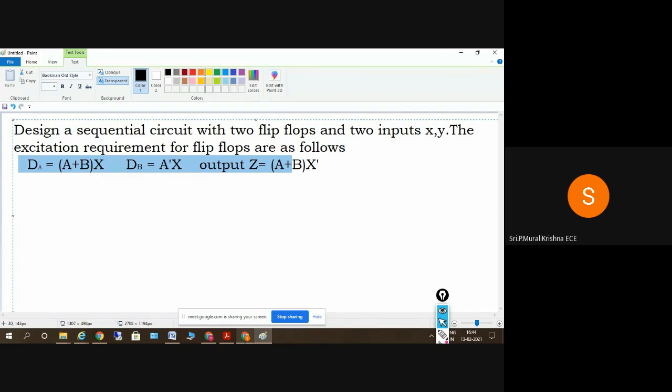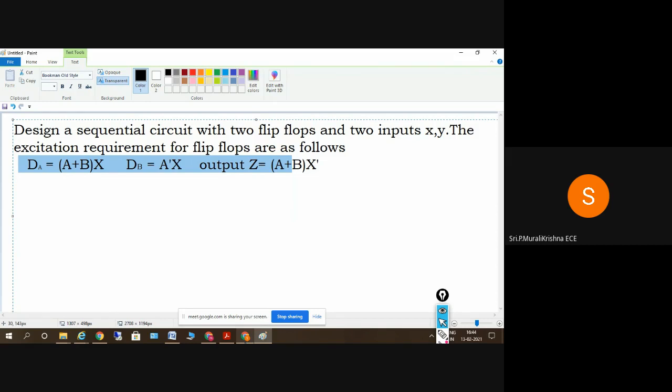So if I want A of t plus 1, what is A of t plus 1? It is dA. So what is dA? dA is equal to A plus B into X. What is dB? It is B of t plus 1, so that is equal to A bar of X. So that is the case with D flip flop here.